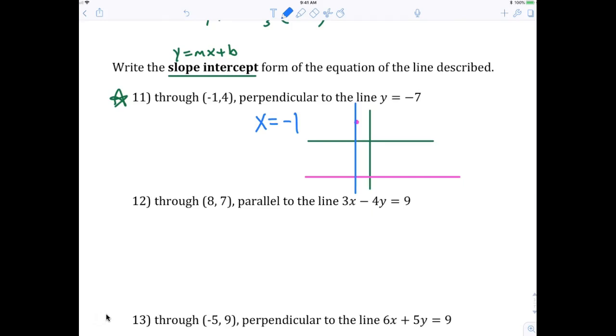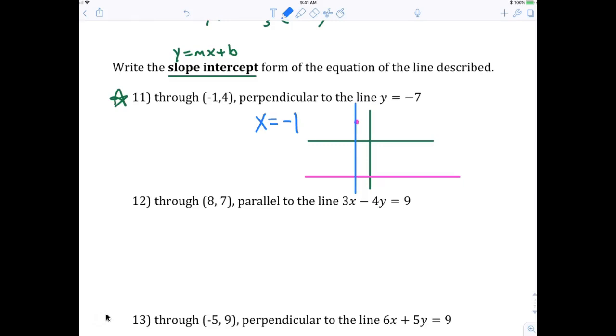I'm asking you to just what? If you just draw it out, you can see what I mean. But you have to understand, vertical lines are x equals, and horizontals are what? Y equals. All right, does anybody have any questions with that?